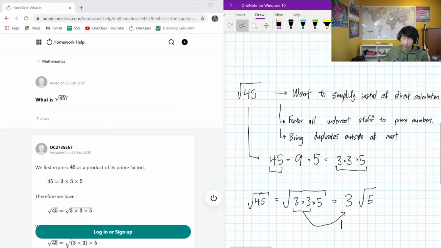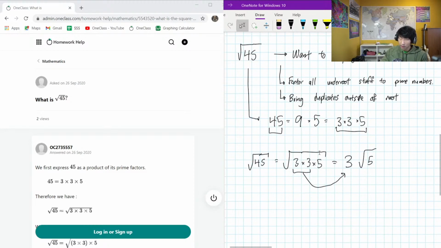3 times the square root of 5, and this is going to be a better answer than just getting the decimal value out of your calculator for this, because this is definitely going to be an irrational number, meaning there's going to be a whole lot of decimal numbers that are going to be quite painful to write out completely. So having a simplified version like this is going to be much easier.